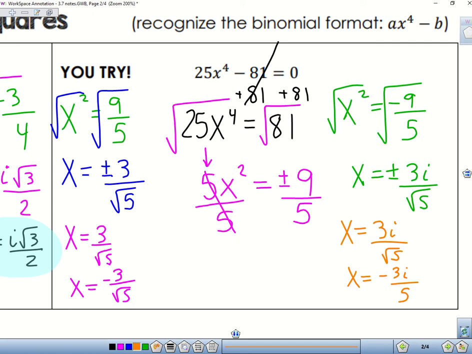So how many zeros do we have, guys? 4. 4 zeros. How many real, how many imaginary? 2 each. 2 of each. And are you starting to notice a pattern of when you have to use this method? What do you notice about all the zeros?